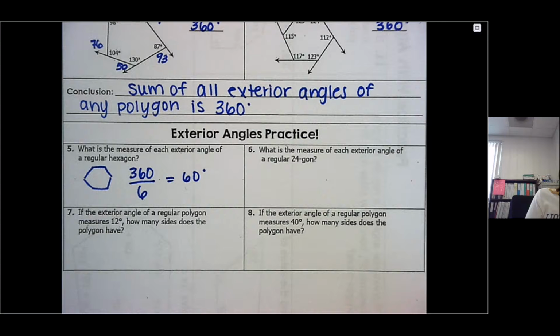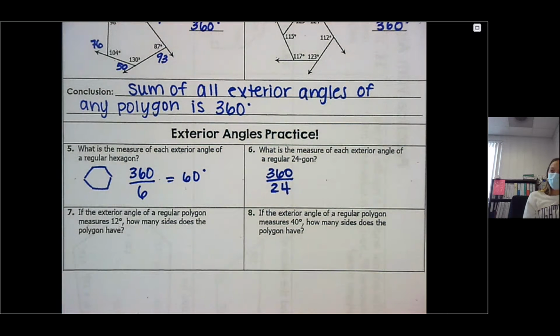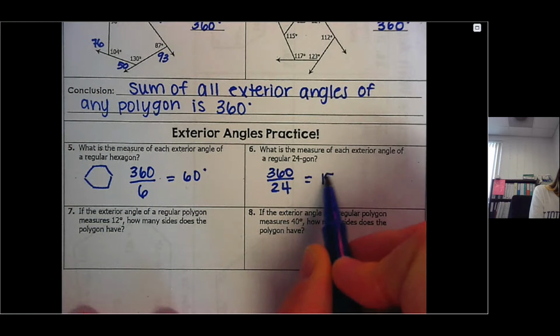So then a 24-gon. To find the measure of an exterior angle of a 24-gon, what would you do? Divide by 24. Yeah, that's it. 360 divided by 24. 15 degrees. Good. So each one is 15 degrees.